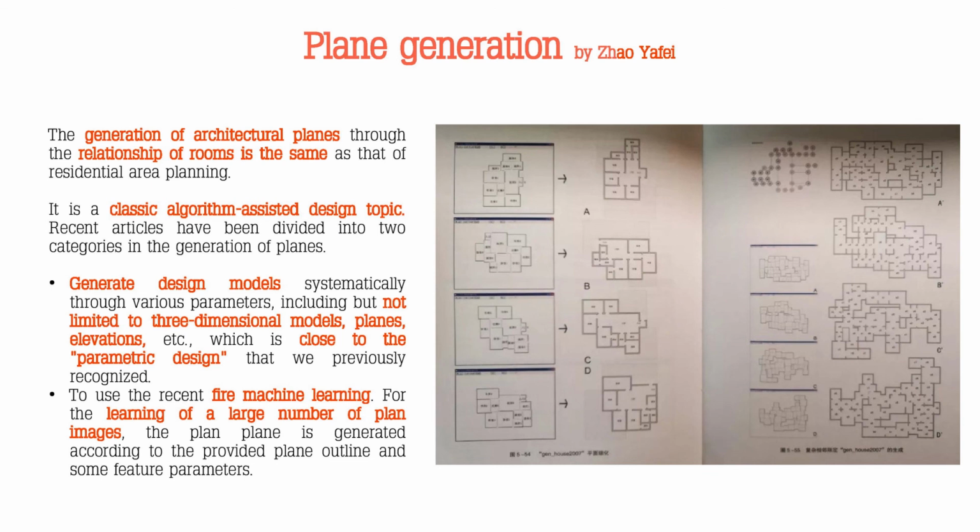Recent articles have been divided into two categories in the generation of plans. Number one, generate design models systematically through various parameters, including but not limited to three-dimensional models, planes, elevations, etc., which is close to the parametric design that we previously recognized. Number two, use the recent high-FAR machine learning. For the learning of a large number of plane images, the plane is generated according to the provided plane outline and some feature parameters.